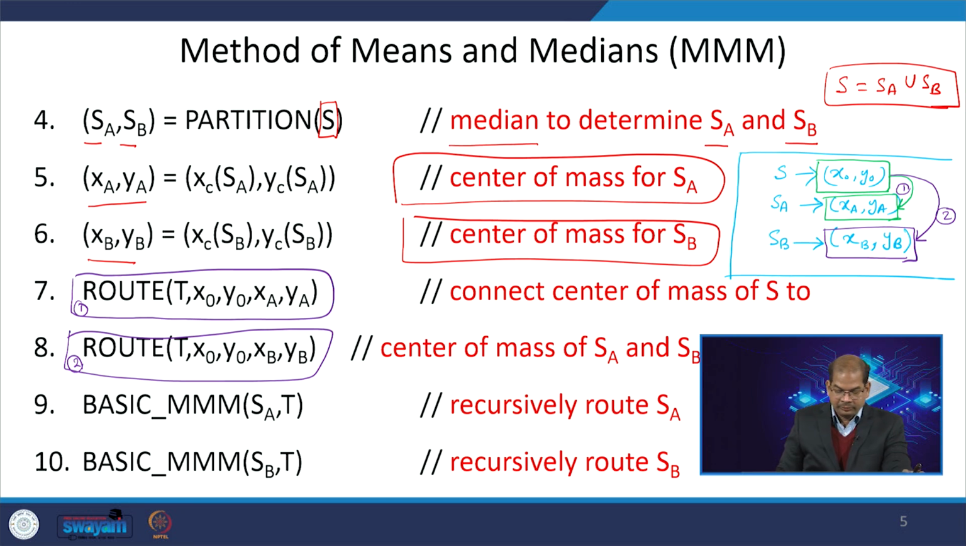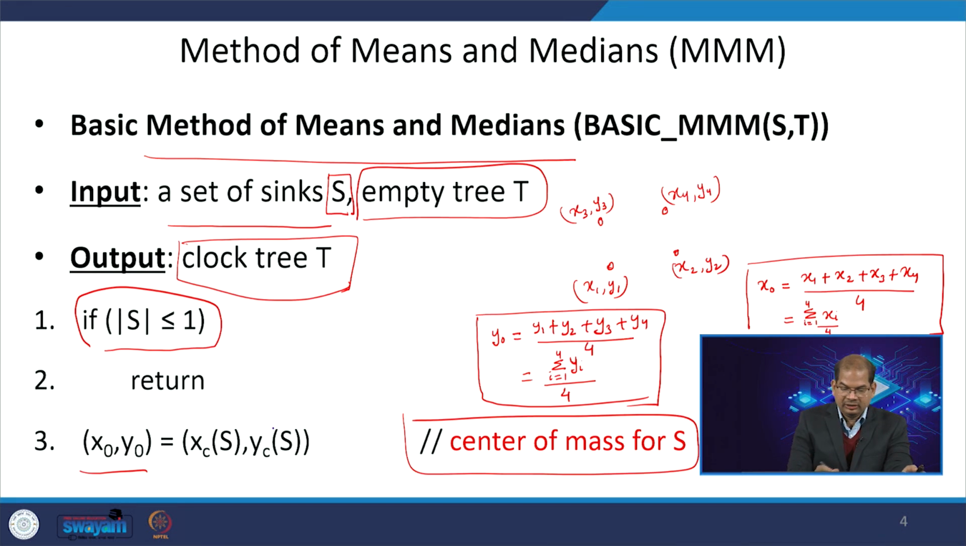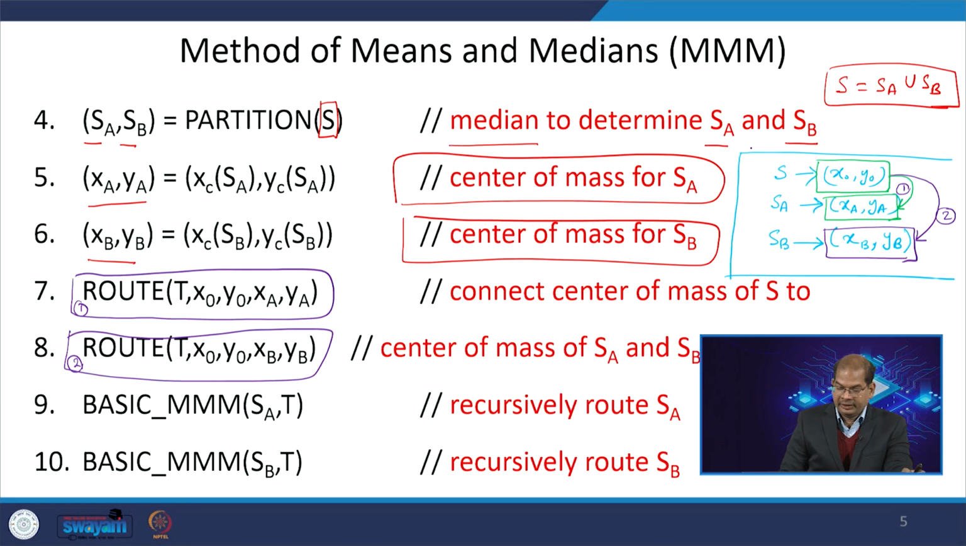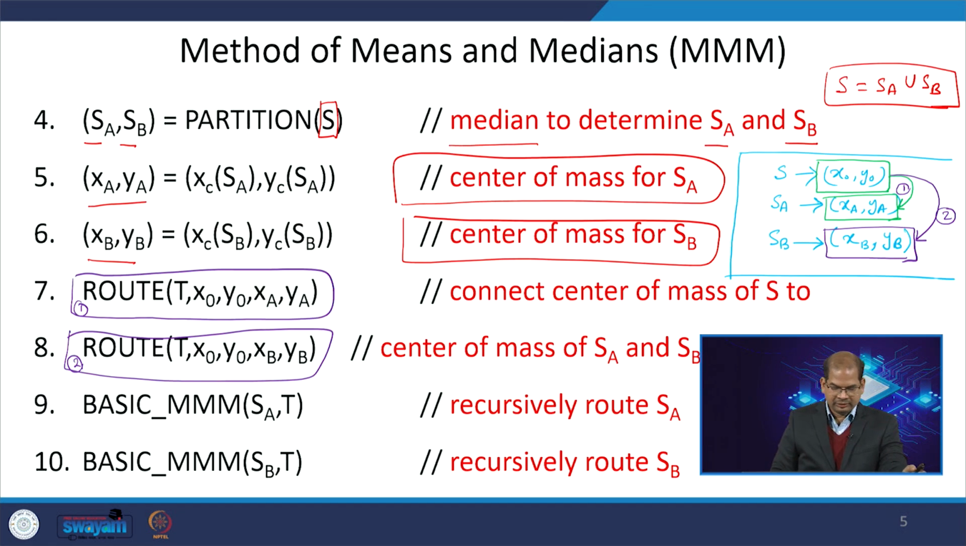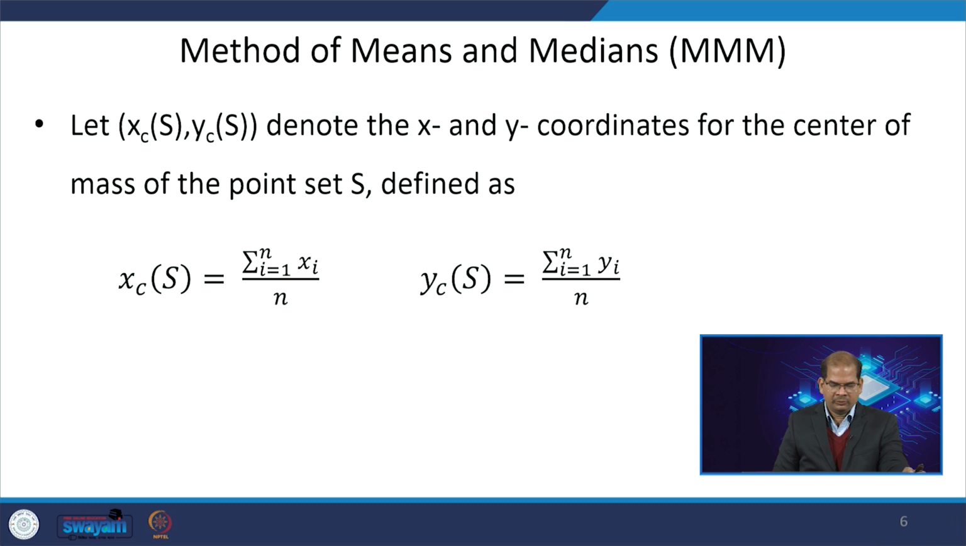Then I will do this recursively, calling the same basic MMM function recursively until I find the leaf nodes, whatever the constraint given at the start of the algorithm. So, this is a recursive algorithm and it uses the concept of means and medians. We have already discussed this, again I am repeating.